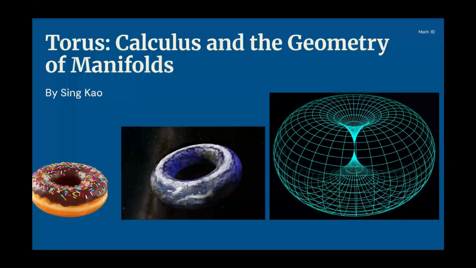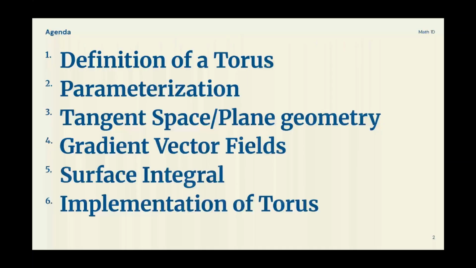Let's begin. So this is the agenda of my presentation today. We have 6 items. We're going to start with the definition of a torus. We'll talk about the parameterization of the torus equation. Then we'll look at the tangent space, the tangent plane geometry. Then we'll see the gradient vector fields, and then we'll calculate the surface integral. Finally, we're going to see some real-life implementations of the torus, such as in buildings and architecture.